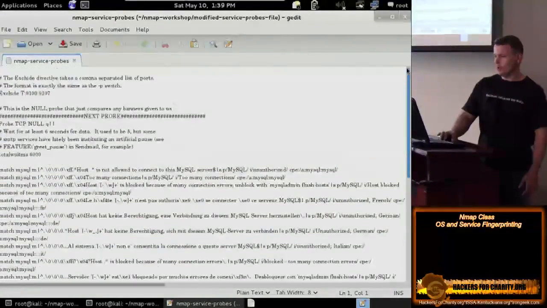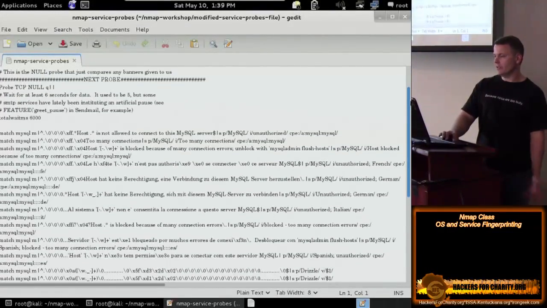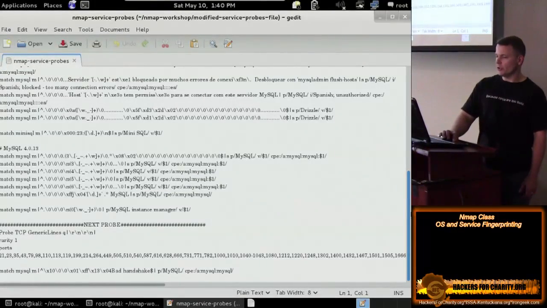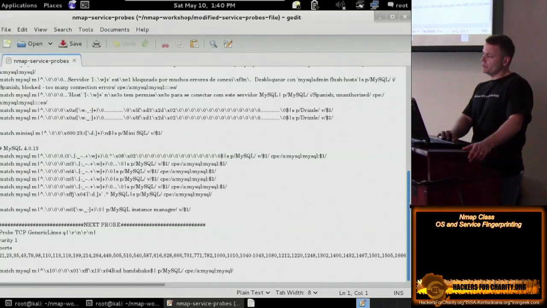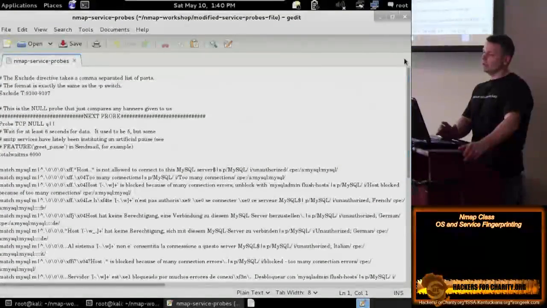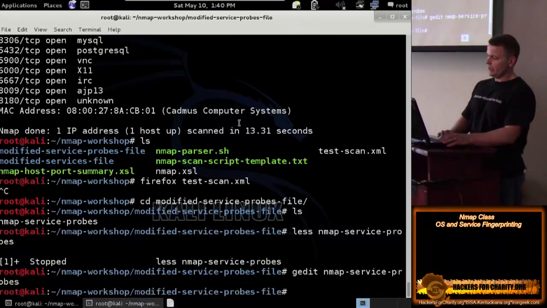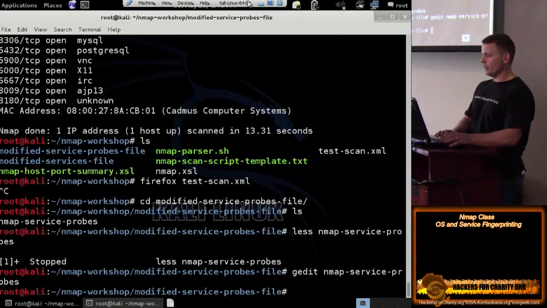This is a probe file I made a few weeks ago. It only looks for the MySQLs and nothing else. And so I just took the 2 probes that MySQL responds to, plus all the matches for those respective probes, being careful to keep them in the right order, and copy those over to a file that does nothing but look for those particular probes. And of course, that'll speed things up a lot if you're just interested in looking for that particular service and figuring out what it is.